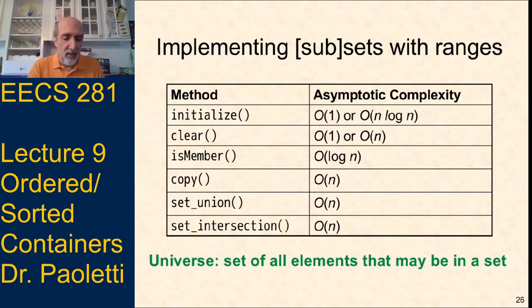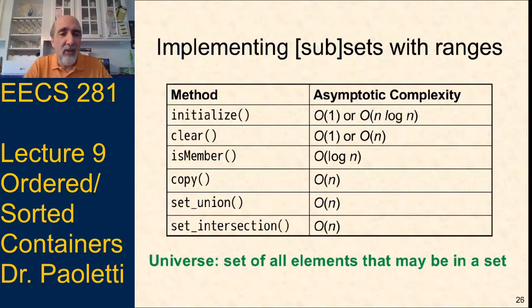Okay, so implementing subsets with ranges. Creating a set would be either O(1) or O(n log n), depending on whether I want to create an empty one or create one based off of a container. Remember, project 2, part B, sorted binary pairing PQ have a range-based constructor. So our set type could have a range-based constructor, and it would have to not just copy your container full of stuff, it would have to sort it. It would have to do an n log n.